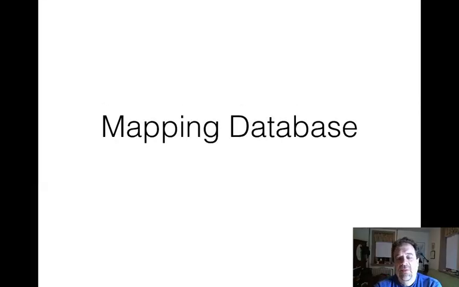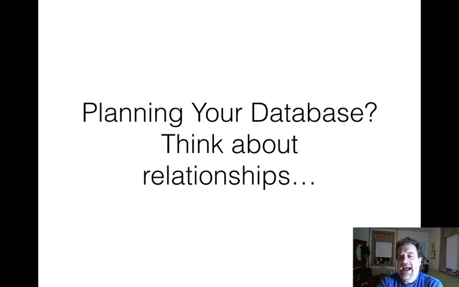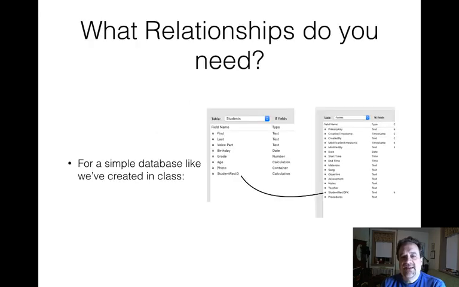Okay, guys, so the big project that we're going to be working on in FileMaker Pro this semester, we need to understand a couple of concepts. Talking about mapping a database is kind of the topic right now. So, when we're planning our database, we want to be thinking about relationships of different records to other types of records.